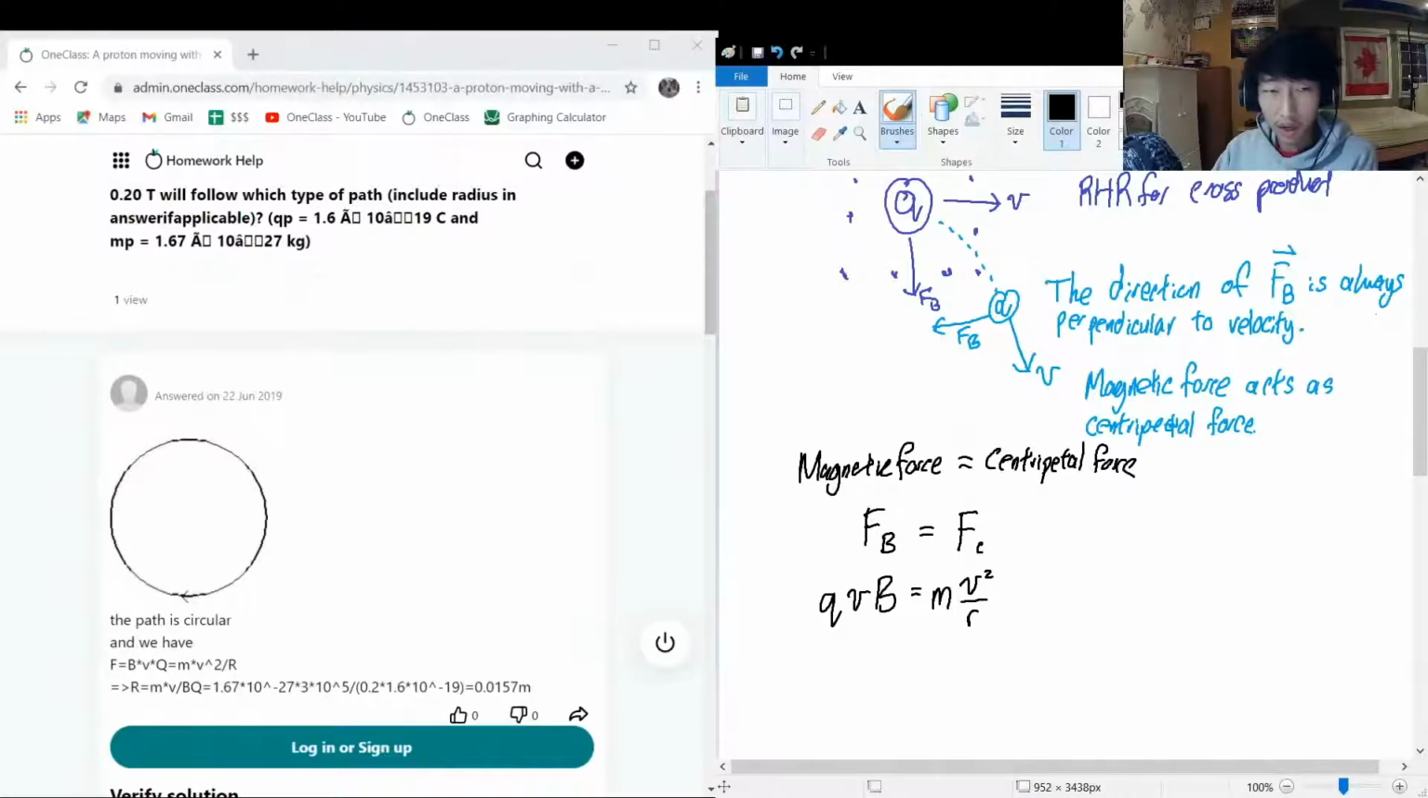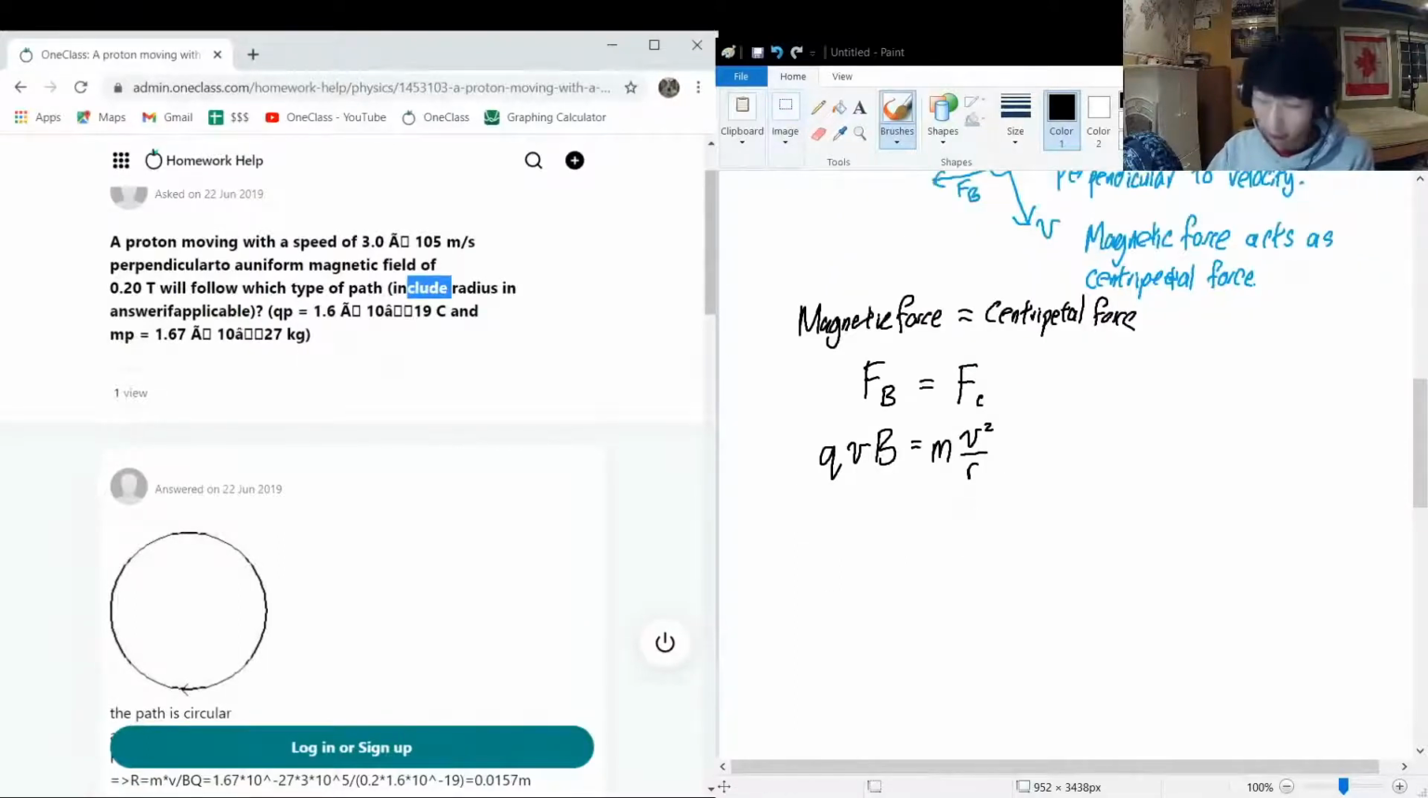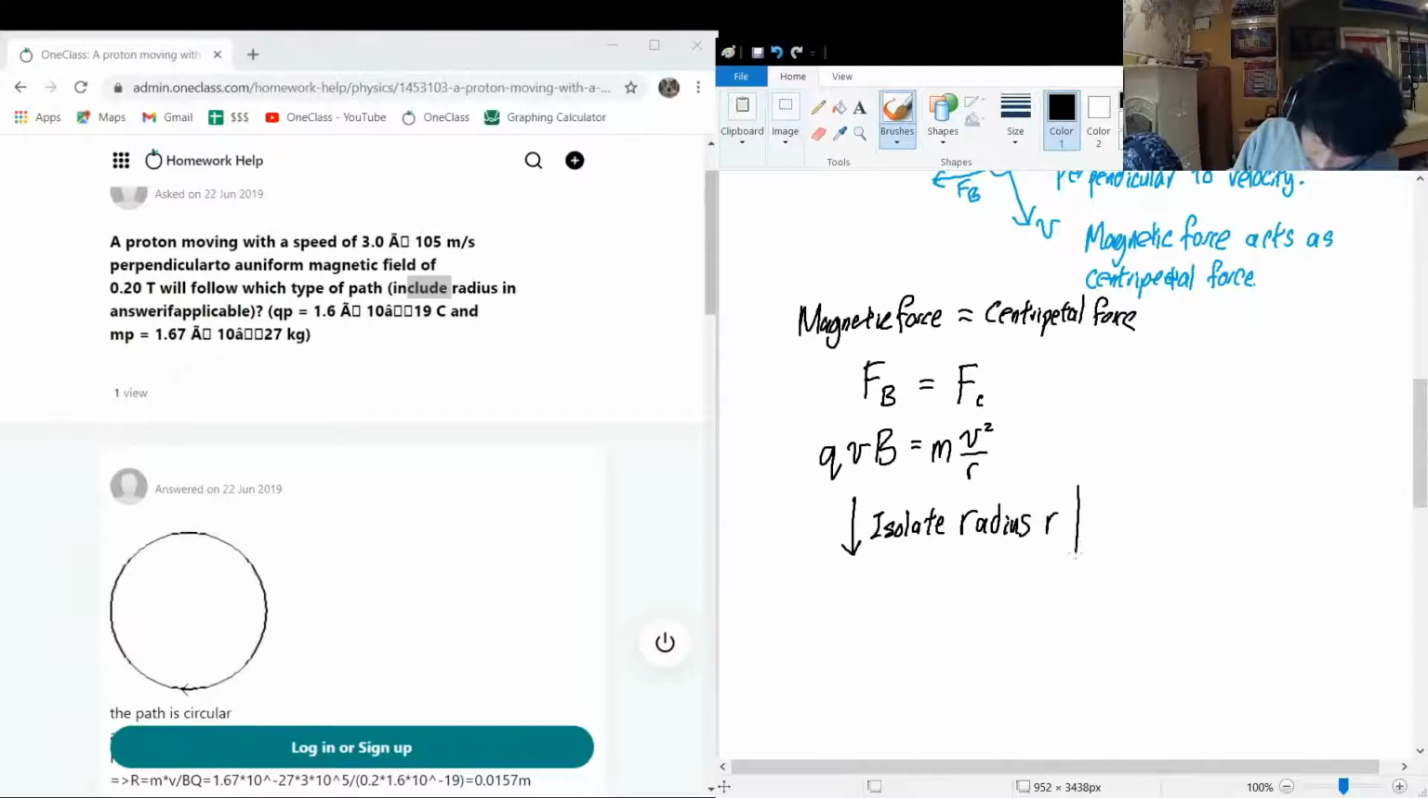Okay, now we know that it's going to be a circular path, and it's asking us to pretty much get the radius of the circular path, because a circle is perfectly defined with just one thing. If you have the radius, you can define the circle. Okay, so let's do some quick algebra to isolate the radius r.